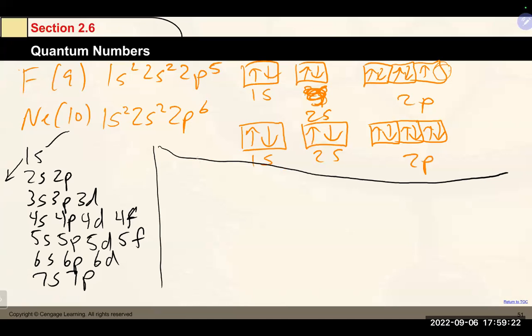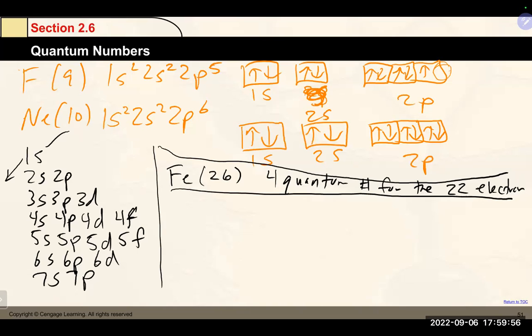Why don't you do the electron configuration for iron. And iron is number 26. And why don't you give the 4 quantum numbers as well for the 22nd electron. So just write the electron configuration. You don't have to do the orbital diagram. So write the electron configuration and give the 4 quantum numbers. Once again, you don't need to draw the orbital diagram.